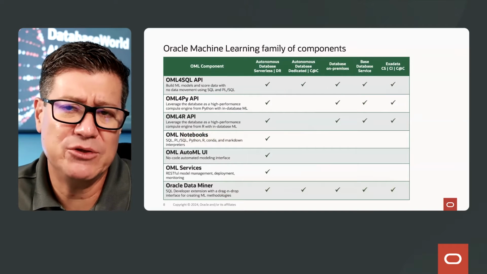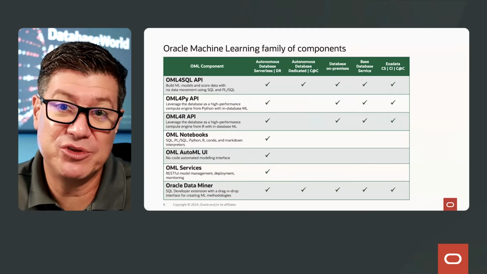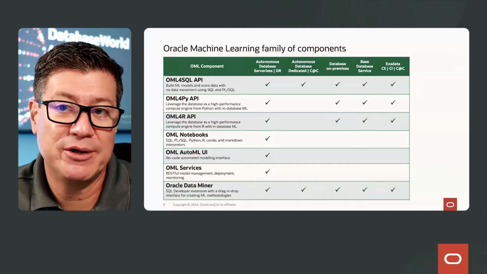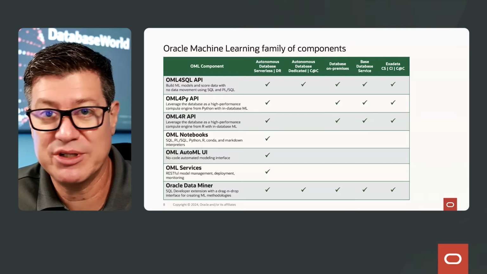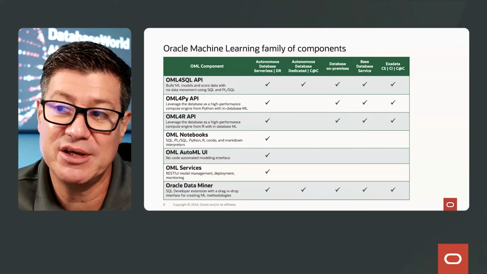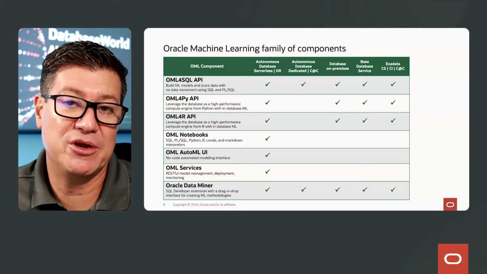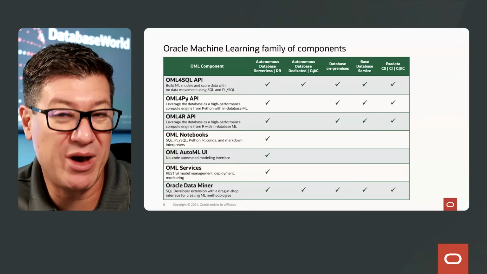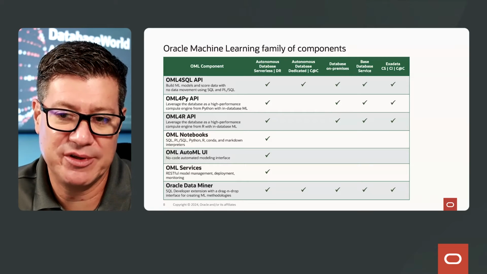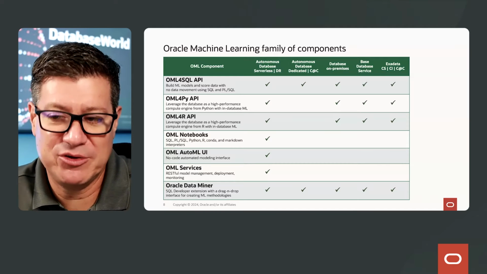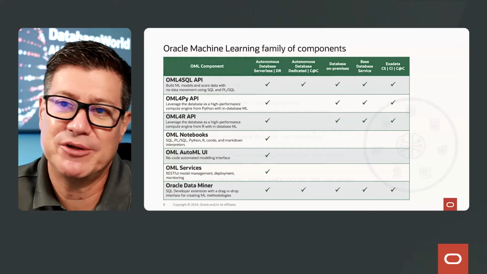On the left-hand side here, I have the components listed. These are the different APIs. The SQL API is available everywhere. We also have Python and R available on Autonomous Database and also on database on premises, Base Database Service, Exadata, and things like that. There are three components that are exclusive to Autonomous: the Oracle Machine Learning Notebooks, the AutoML UI, and the Oracle Machine Learning Services, our REST endpoint server. Oracle Data Miner is available against all of these platforms as well. So we're very flexible here.